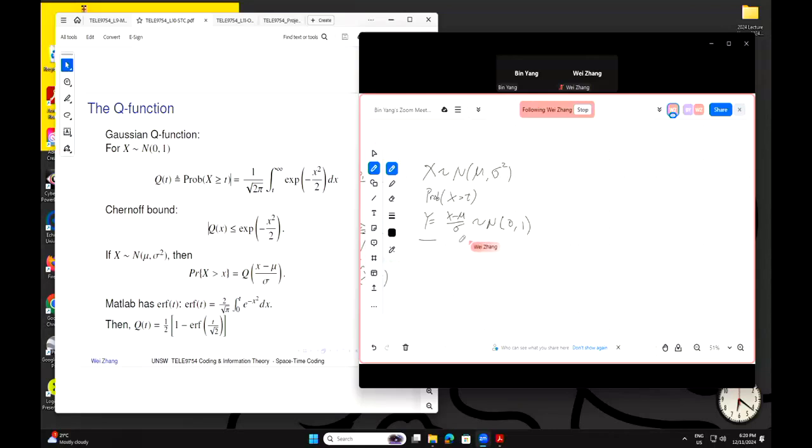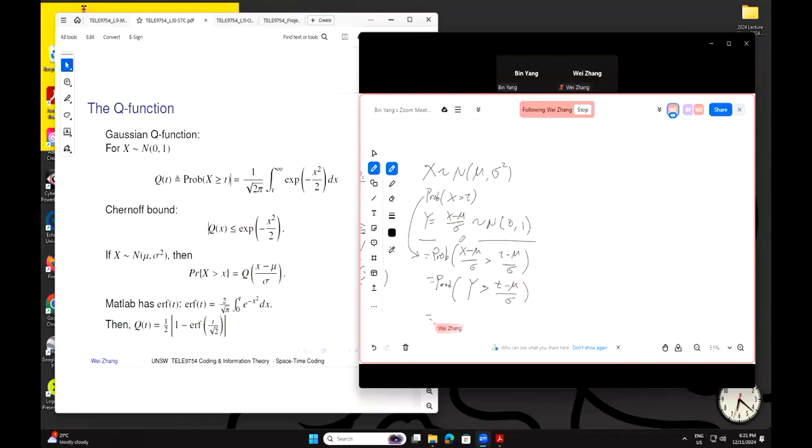So if y has such a value, we can further do this step. That means the probability of x larger than t is the probability of (x minus mu) over sigma larger than (t minus mu) over sigma, right? Because we just do the same thing on both sides. And then this is the probability of (x minus mu) over sigma, that's the random variable y, larger than (t minus mu) over sigma.